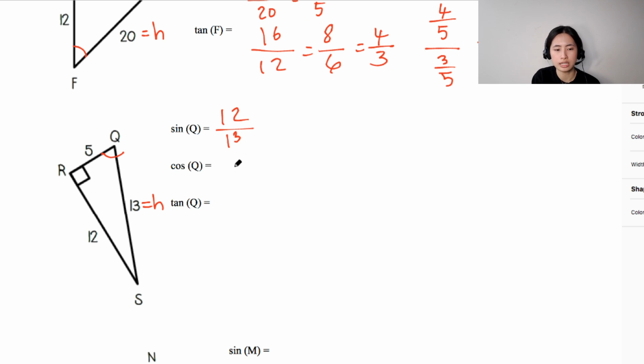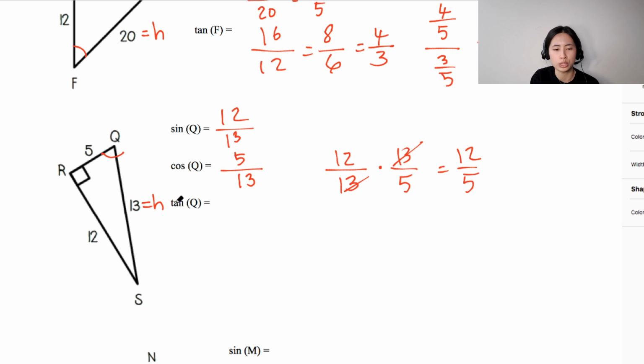So for cosine, it's adjacent. So the adjacent side would be 5, right? Because we're still looking at the same angle, so that's why it's 5. And then this would be adjacent over hypotenuse, which is 13. Again, for tangent, you can apply sine over cosine, right? Which is going to give you, let's see, 12 over 13. Then this is multiplied by 13 over 5, so it's supposed to be 12 over 5 for tangent.